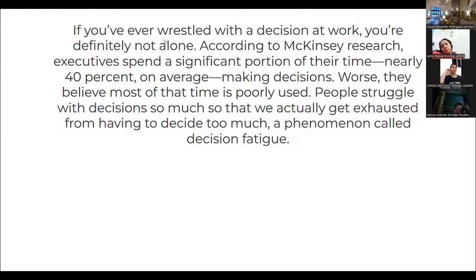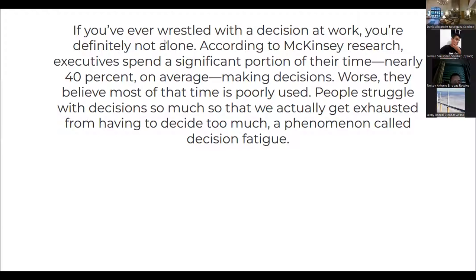So it says, if you ever wrestle, what is wrestle, anybody? It's fight, no. Very good. It's like a fight. So wrestle and struggle are synonyms. Wrestle most of the time is going to be more a physical fight, and struggle is more an internal fight. But they are synonyms, and you can use one or the other. So wrestle with a decision at work, you're definitely not alone.